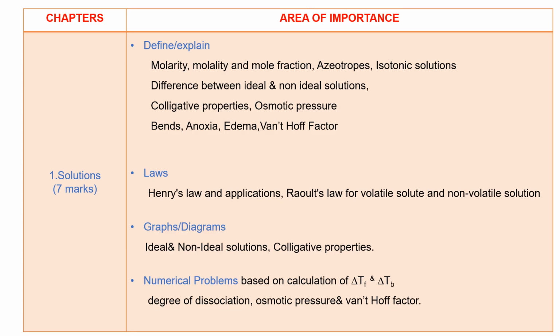In this unit, a numerical problem is compulsorily expected based on the calculation of freezing point and boiling point, degree of dissociation, osmotic pressure and Van 't Hoff factor. Graphs and diagrams based on ideal and non-ideal solutions, colligative property is very important in this chapter.